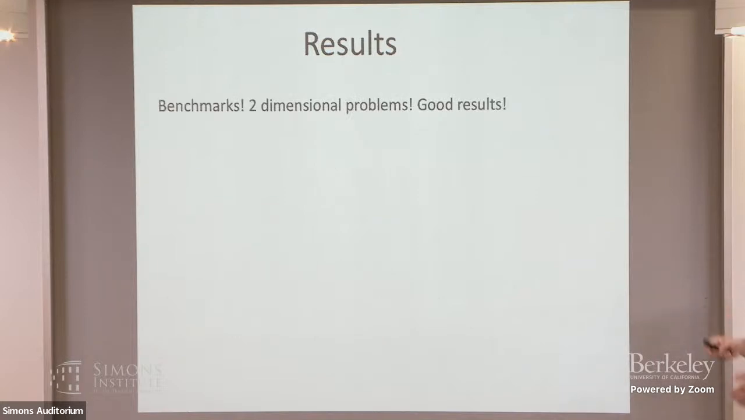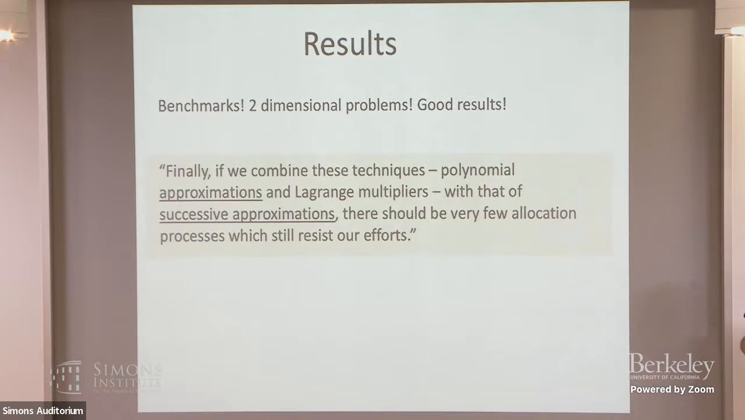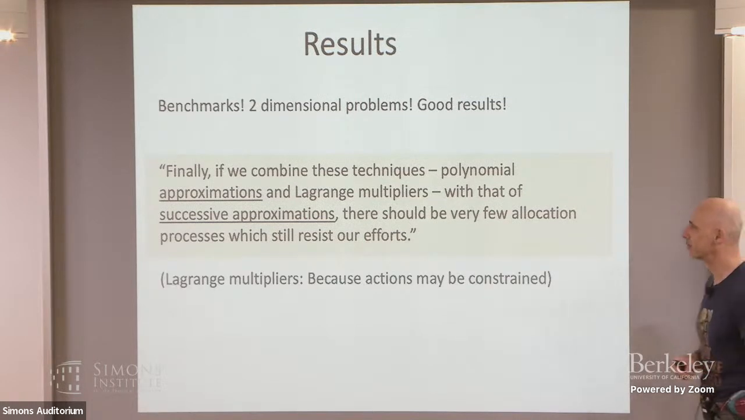All right, so what are the results? Any good paper has to have some numerical results. They had two-dimensional problems. They were very happy. They had nice tables. And they conclude that if they combine these techniques, polynomial approximations, where Lagrange multipliers come in because you have a constrained action set, with that of successive approximations, there should be very few allocation processes which still resist. So they're kind of ambitious but modest at the same time, right? Like allocation processes, but there is definitely optimism there.